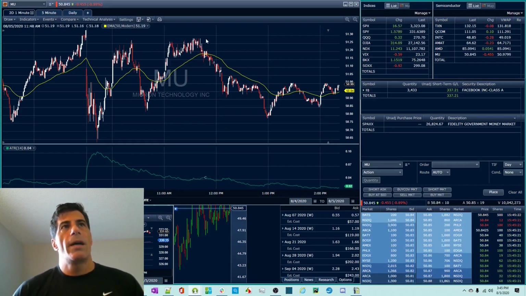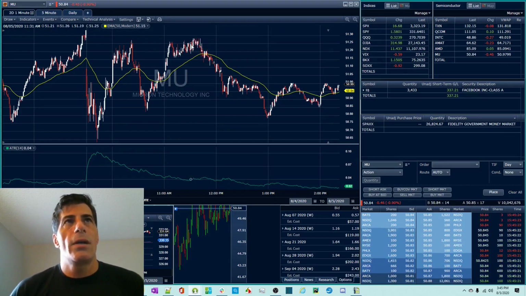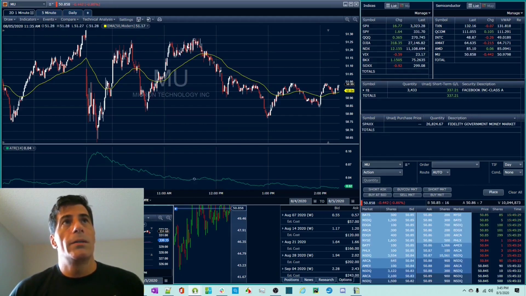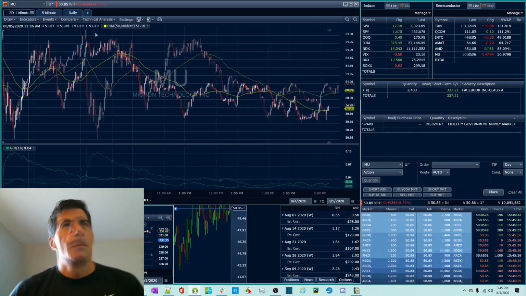I do feel like they're going to break out, and this could potentially be the high of the day up here. So I wouldn't necessarily say, oh, this is a stop run. At this point, it's really not. It's been running for a while, and it consolidated here.